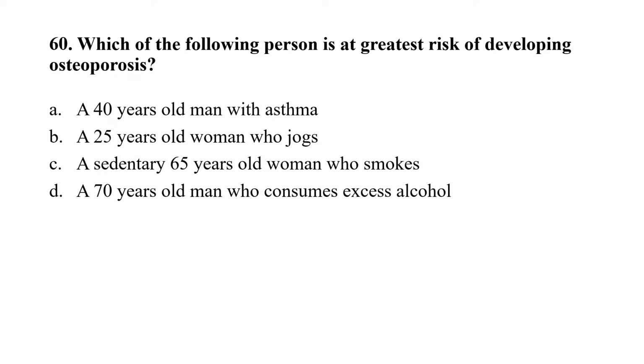Question number 60. Which of the following persons is at greatest risk of developing osteoporosis? Option A, 40 years old man with asthma. Option B, 25 years old woman who jogs. Option C, a sedentary 65 years old woman who smokes. And option D, a 70 years old man who consumes excess alcohol.